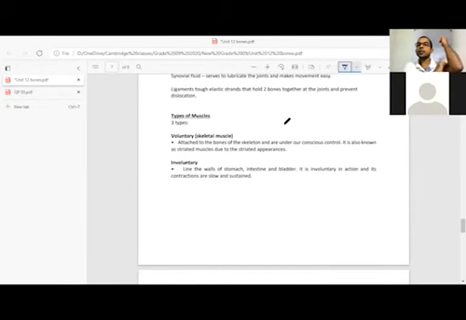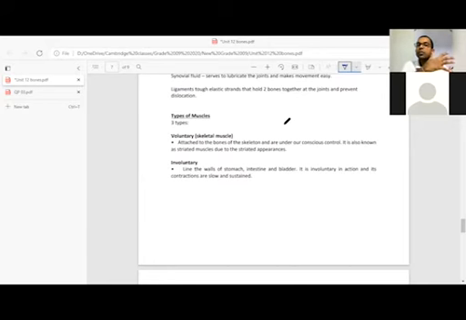But voluntary movements are the skeletal muscles, because we can move them under our conscious control. If I need to bend my arm, I can move the muscle like this. That is why they are called voluntary muscles. Why are they called skeletal muscles? Because these muscles are attached to our bones.